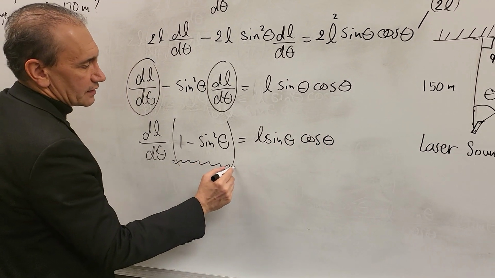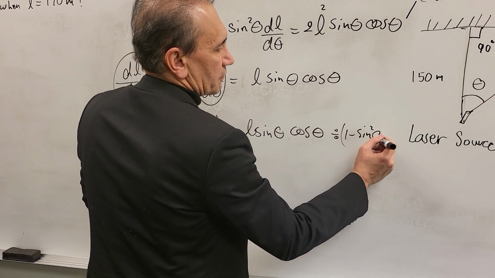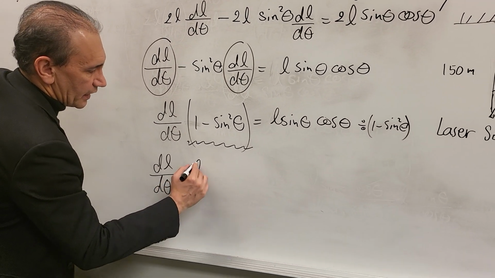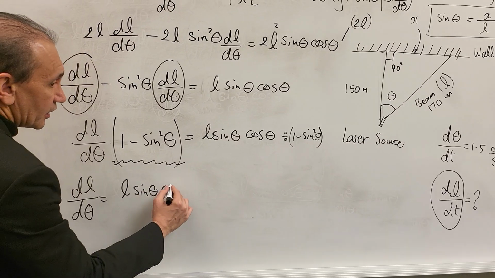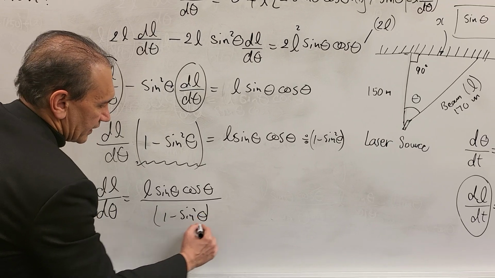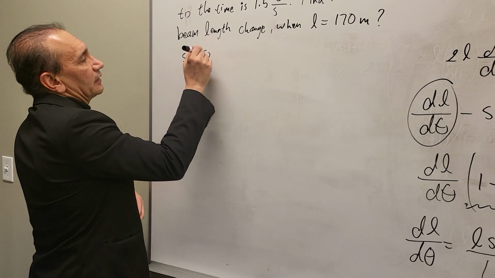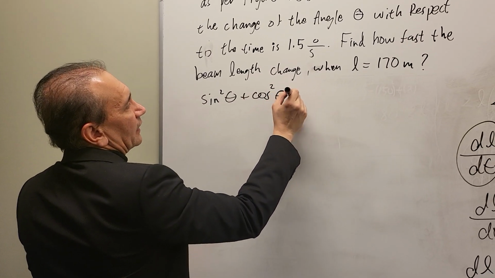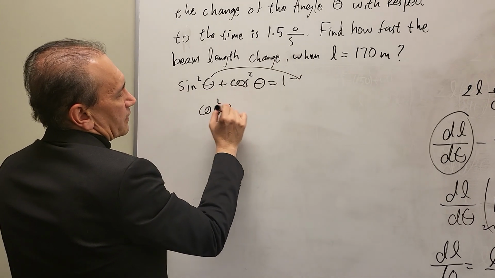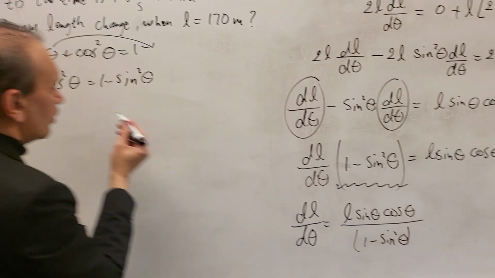Now I can divide both sides by this bracket, 1 minus sine squared of theta, and I will have now dL over d theta equals L sine theta cosine theta, all divided by 1 minus sine squared of theta. We know from the Pythagorean relation that sine squared of an angle plus the cosine squared of the same angle equals 1. If I move sine squared to the other side, I get cosine squared of theta equals 1 minus sine squared of theta. I replace 1 minus sine squared of theta by cosine squared of theta.